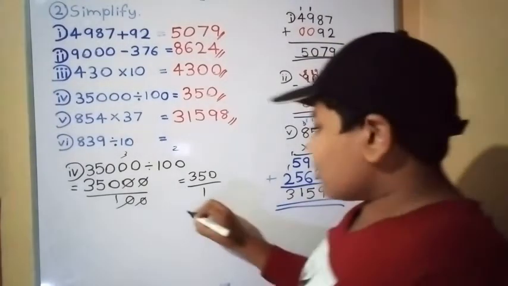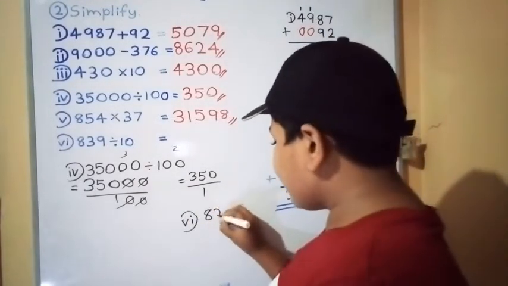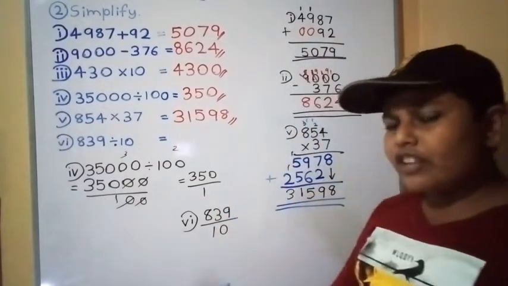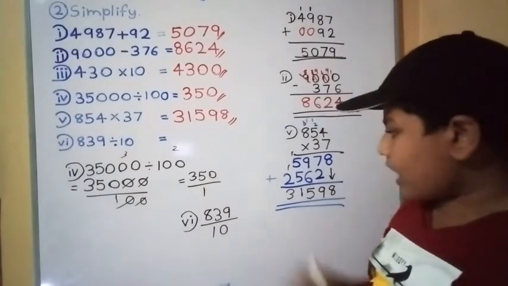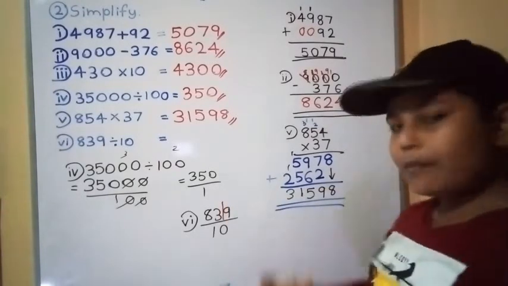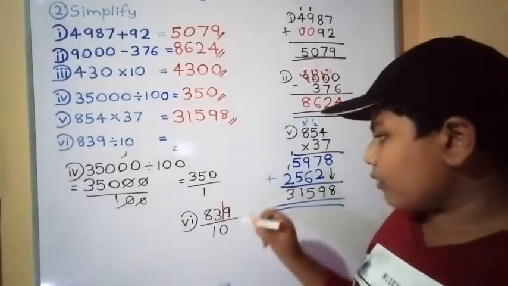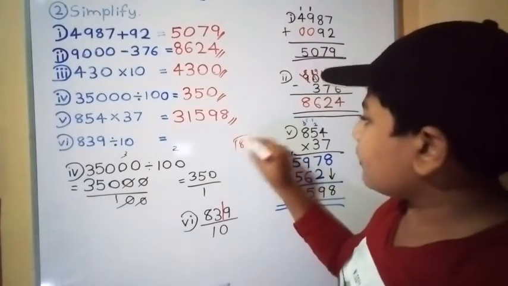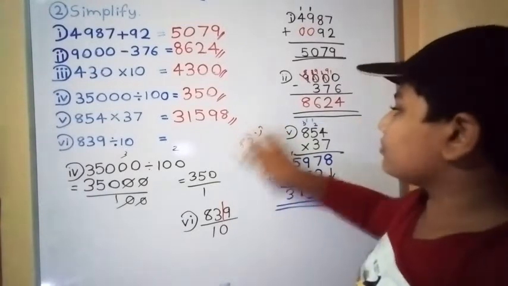Last one, that we want to simplify. Now the sixth one, 839 divided by 10. Right? Now you want to divide this by 10. Now I give a hack for you grade 6 guys. You want to divide this by 10. You want to cut the tens and unit place separately. Right? Now you have 83 and 9. Now you get the 83 divided by 10 like this. You have 8.3. Right?